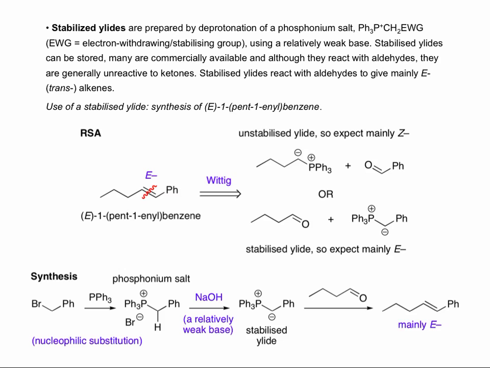So in the forward reaction, we'd make the stabilized ylide from benzyl bromide. We'd start with a nucleophilic substitution using triphenylphosphine to make a phosphonium salt. We then deprotonate the hydrogen on this carbon using a relatively weak base. The stabilized ylide will then react with the aldehyde to form mainly the E alkene isomer, the one we require in this synthesis.